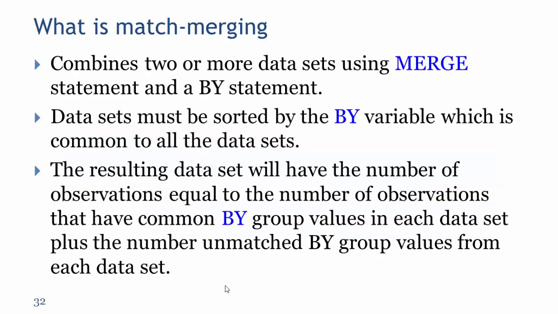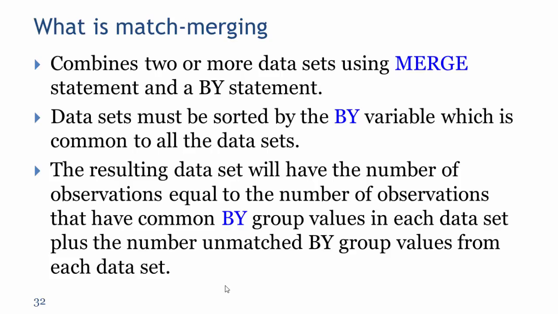In this part of the video, we'll talk about match merging. Match merging combines two or more datasets using a merge statement and a by statement. So this is more advanced than interleaving and concatenating. In match merging, datasets must be sorted by the by variable, which is common to all the datasets. So in match merging, we have to have a variable that is common to all the datasets.